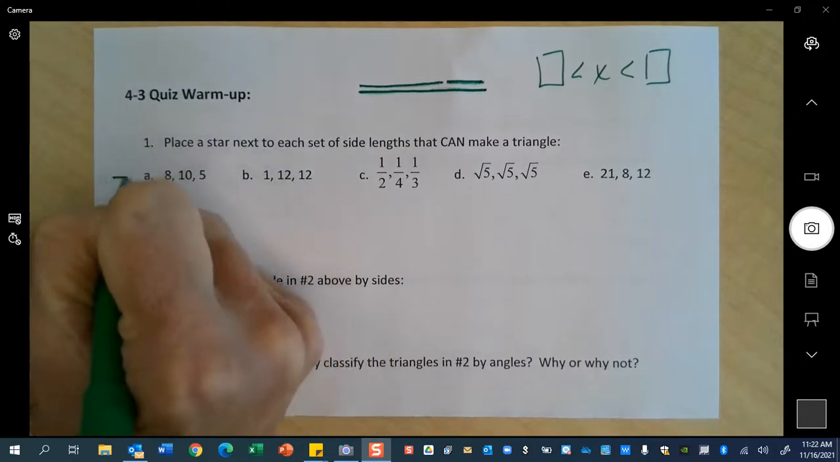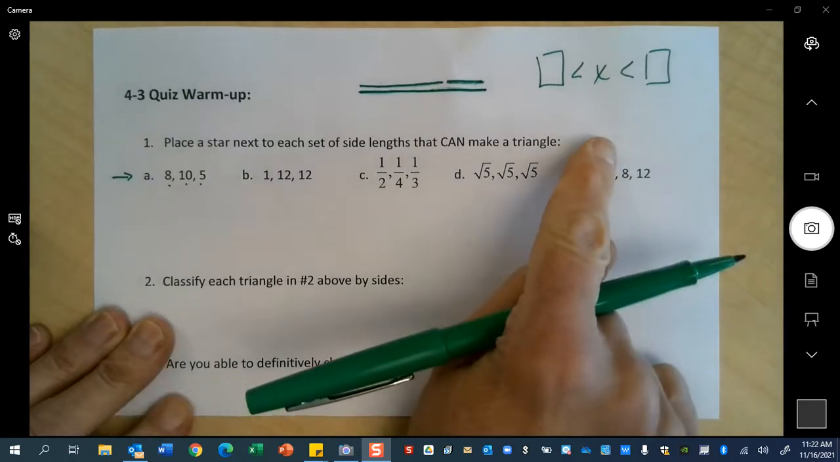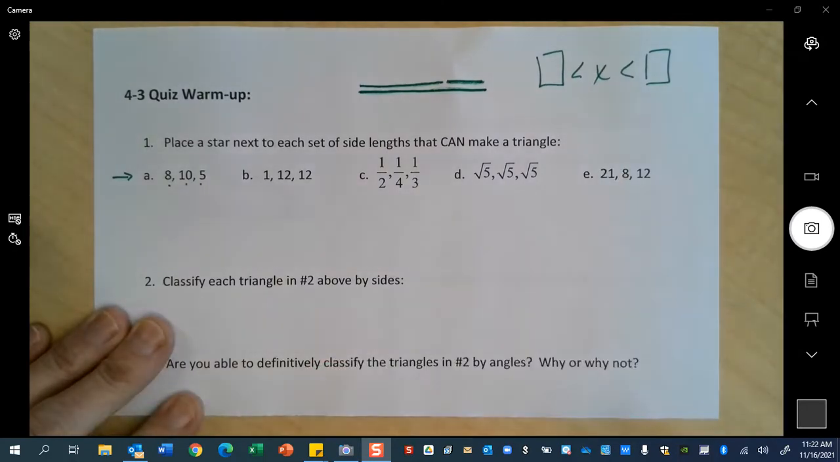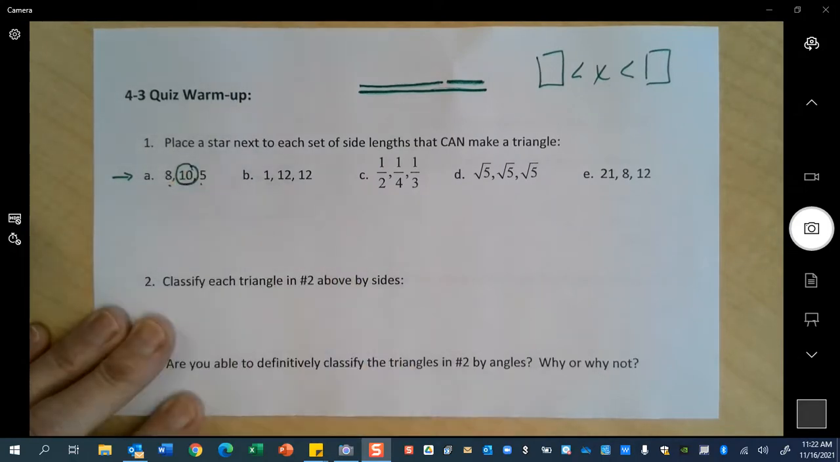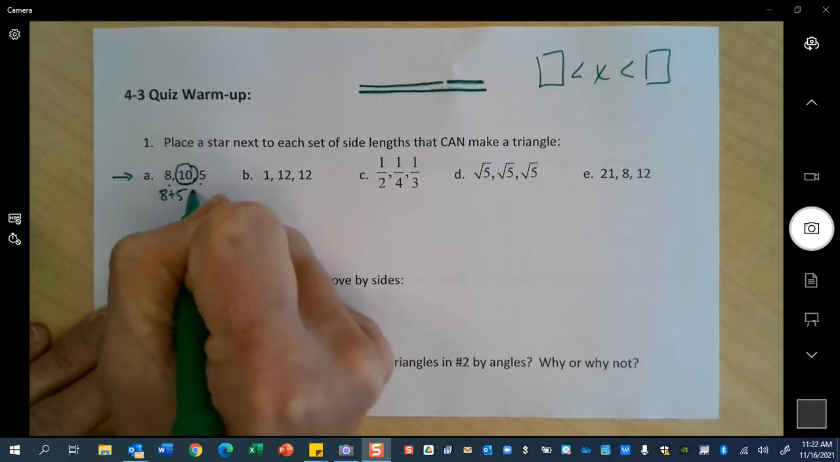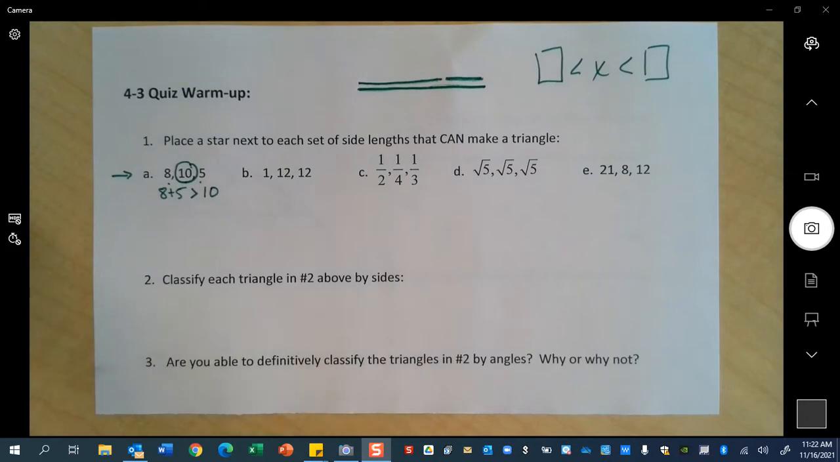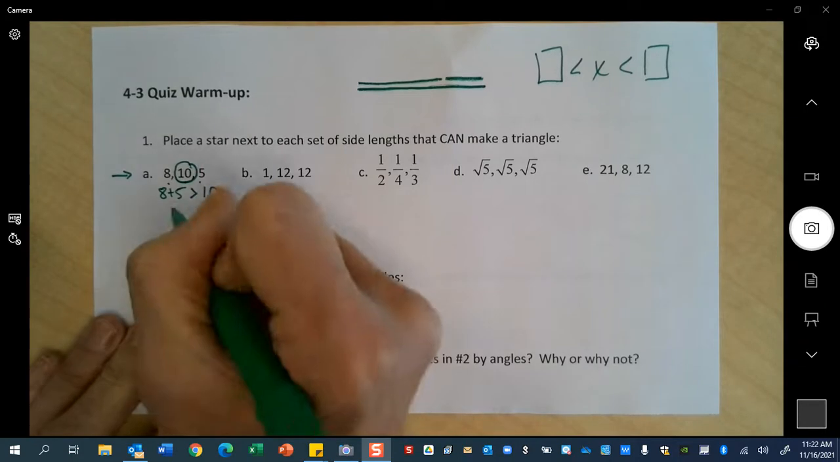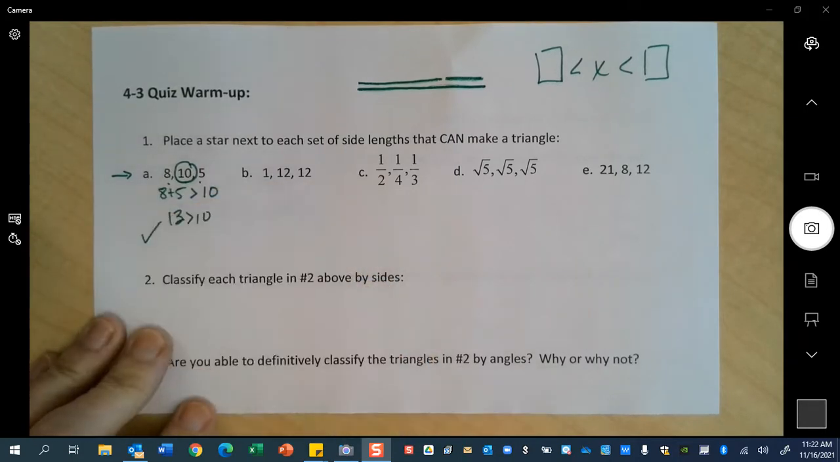So when I look at these ones, I was given all three sides. So it's a little bit of a difference from what we did here. Instead, I know what my biggest side is, and as long as the sum of my other two sides is greater than that third side, I know I have a triangle. So because 13 is bigger than 10, yes, I have a triangle.